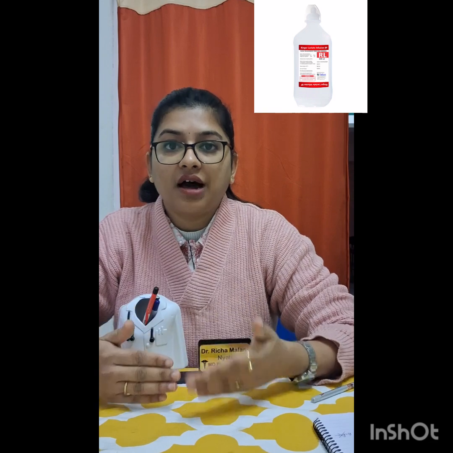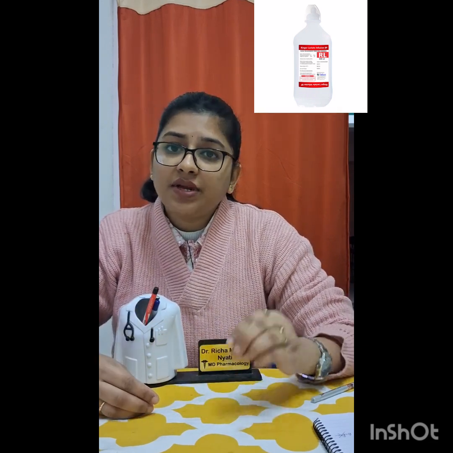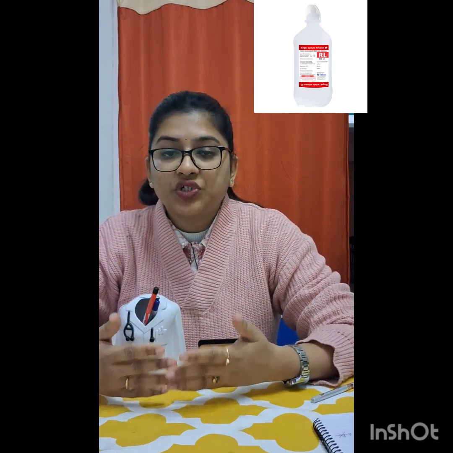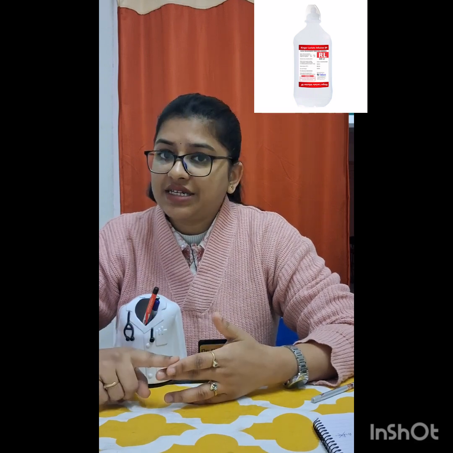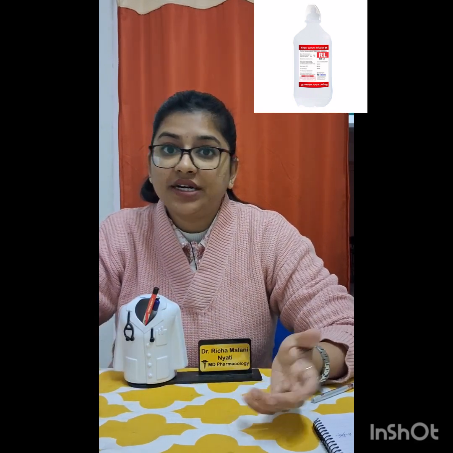Now if we talk about RL, it is also called as physiological fluid because it contains same electrolytes as that of plasma. It is good for hypovolemic shock. It can be used in diabetes mellitus. It can be used in metabolic acidosis as it contains lactate, and lactate will convert into bicarbonate in liver.